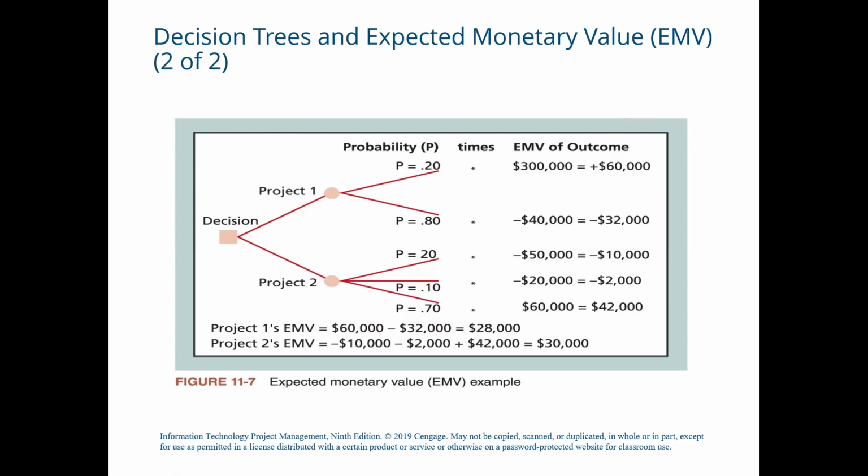So there is only a 20% chance of earning this for project number 1, as opposed to a 70% chance of earning $60,000 on project number 2. So using the EMV helps account for all possible outcomes and their probabilities of occurrence, thereby reducing the tendency to pursue overly aggressive or conservative risk strategies.